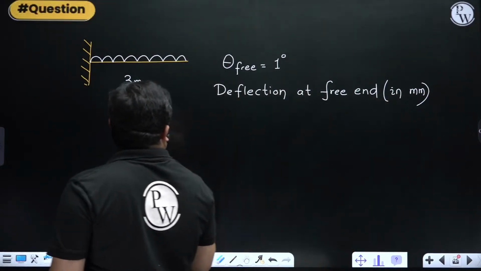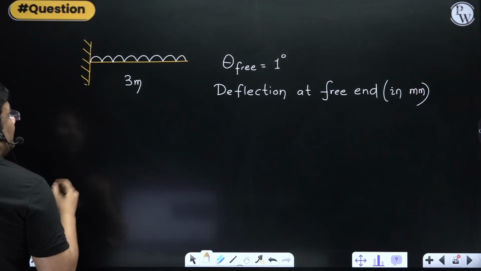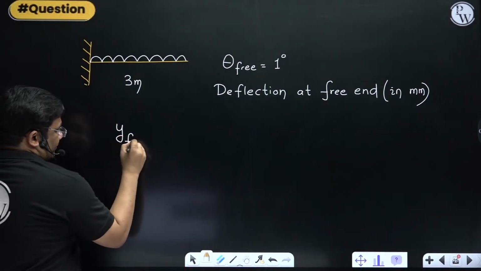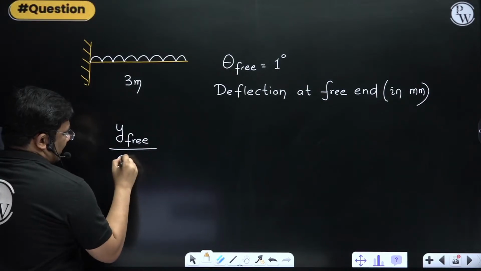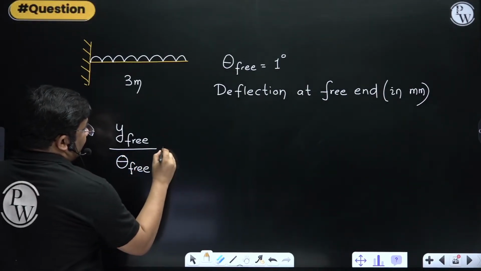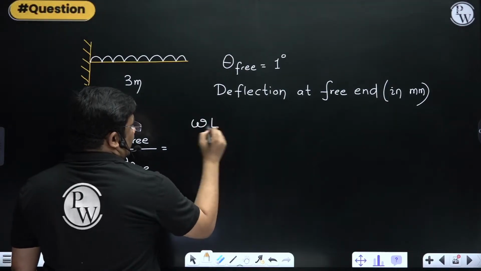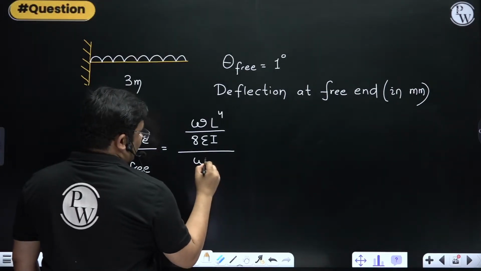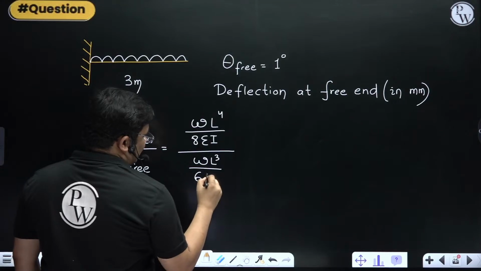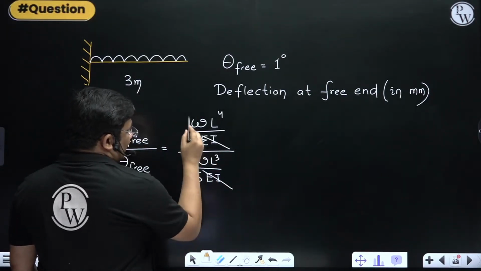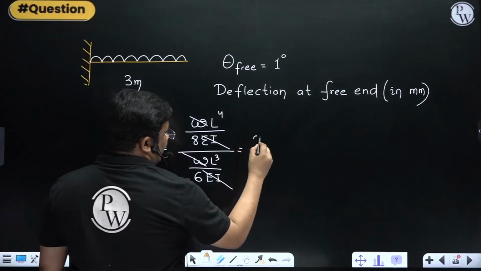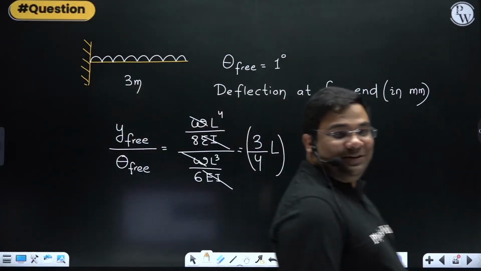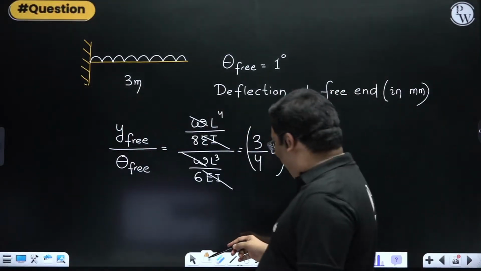What I told, very easy. What you do here, this is UDL. I have already told that you can take the ratio. What is the y at free end and theta at free end ratio for this UDL? This was WL^4 by 8 EI, and this was WL cube by 6 EI. So EI gets cancelled, W gets cancelled, the 6 goes up and I get 6 by 8, or 3 by 4L, right? Very easy.